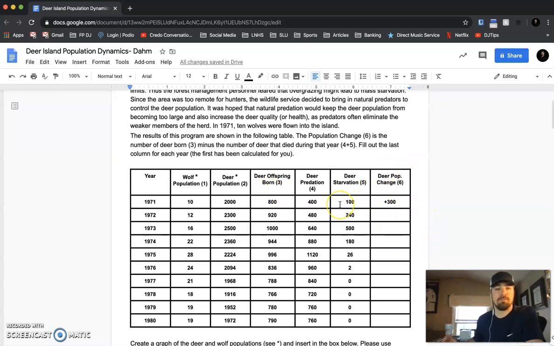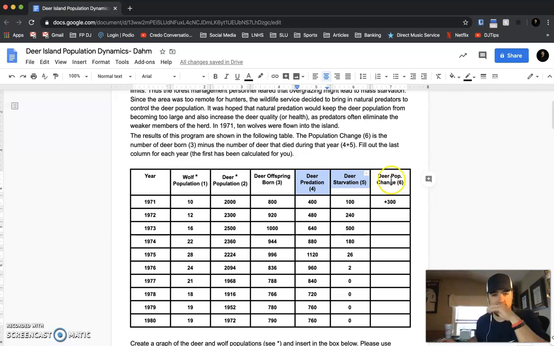Okay, so the first thing you'll have to do in this is do a little bit of math. It explains it right here in this section, but you're going to have to fill out this column. Okay, to do that, you're going to take the number of deer being born minus the deer dying. Okay, and what that's going to show us is how the population is changing, right? So we have some wolves and some deer. Okay, and these are the deer being born. Deer predation, these are the deer being eaten. These are the deer that are starving to death.